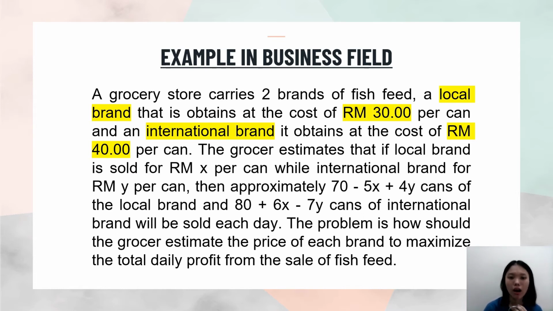The grocer estimates that if the local brand is sold for x ringgit per can, while the international brand is sold for y ringgit per can, then approximately 70 minus 5x plus 4y cans of the local brand and 80 plus 6x minus 7y cans of the international brand will be sold each day. So how should the grocer set the price of each brand to maximize the total daily profit from the sales of fish feed?